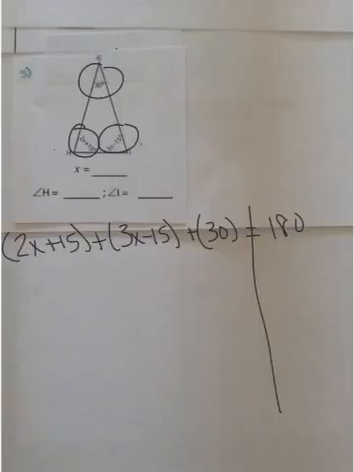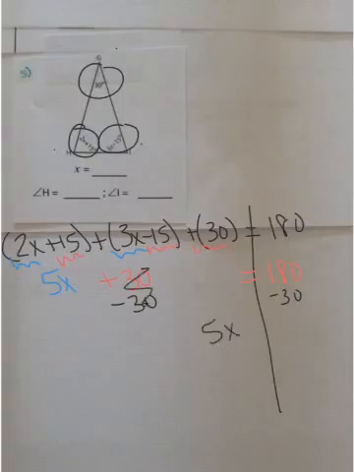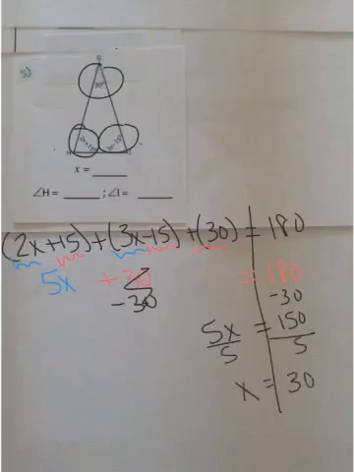So we're going to combine like terms. So 2x plus 3x is 5x. And then we can add together the 15, the negative 15, which is 0, plus 30 is plus 30. Bring down this equals 180. Then we're going to solve. So we'll subtract 30. So that gives us 5x equals 150. Divide by 5, and x equals 30. So x is 30. Now, let's actually figure out these angle measures though.